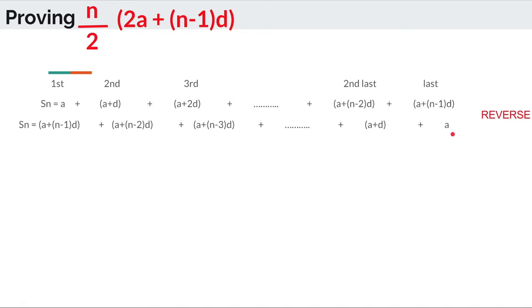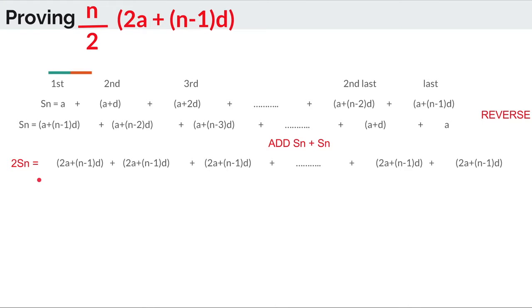Then we add these two sequences. So we add S_n and S_n, which is going to give us 2S_n, which is going to be 2a plus (n minus 1)d for every single term. Why? Well, let's look at the first term. a plus a plus (n minus 1)d. That's going to give you 2a plus (n minus 1)d.